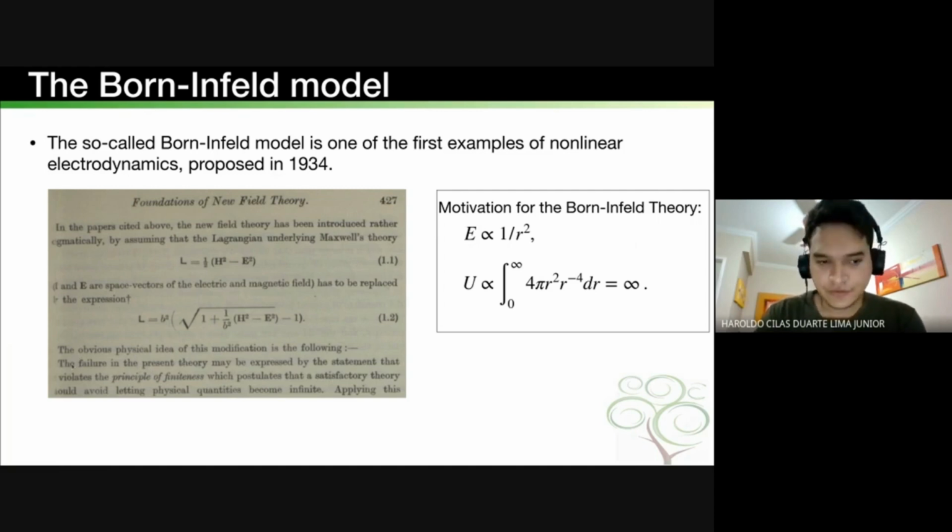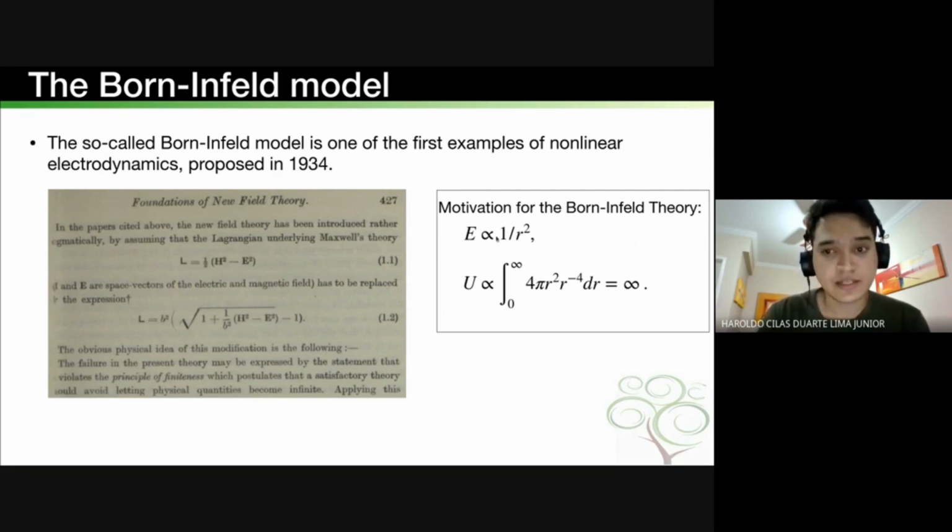So Born and Infeld say that the failure in the present theory, in this case, the theory of Maxwell's electrodynamics, may be expressed by the statement that it violates the principle of finiteness, which postulates that a satisfactory theory should avoid letting physical quantities become infinite. So what is one example of quantities that become infinite in Maxwell's electrodynamics?